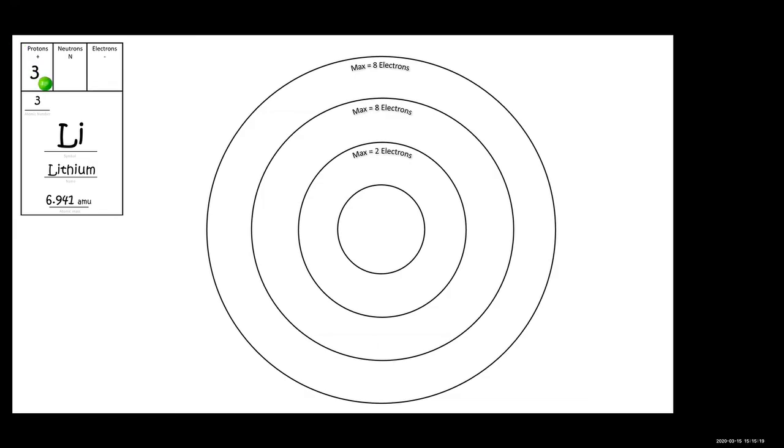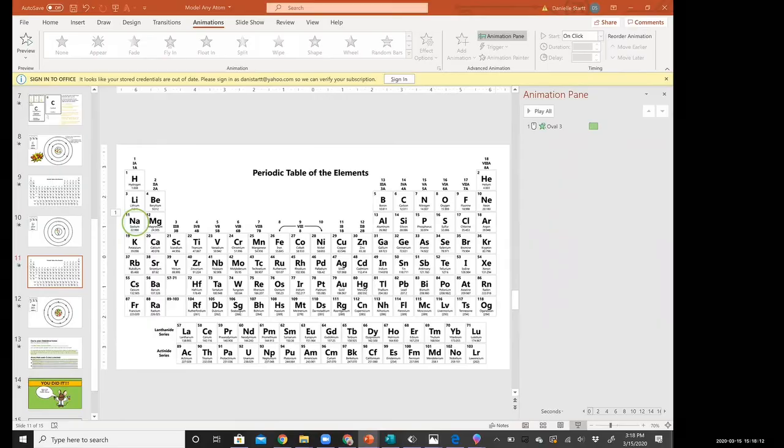Well, we have to round that number, 6.941, up to 7. And we're going to subtract the number of protons, which is 3. So what's that going to give us? 4 neutrons. And then how many electrons in an atom with no charge, or neutral charge? 3. So let's go ahead and place them. Here go our 3 protons. Here go our neutrons. Oh, 4 neutrons, sorry. And then here go our 3 electrons. And as you notice, we've got 1 in the second level and 2 in the first level.